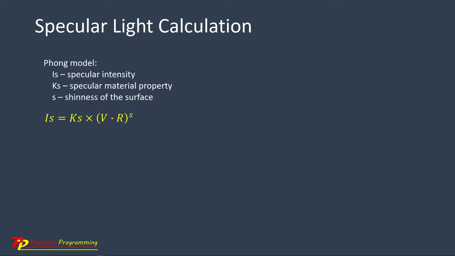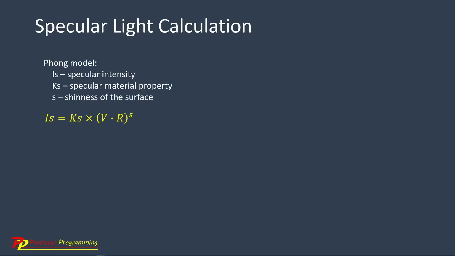One issue with the Phong model is that the angle between the view direction and the reflection direction has to be less than 90 degrees in order for the specular term to contribute, because of the power S. This V dot R must be positive. So this requires the angle to be less than 90 degrees.